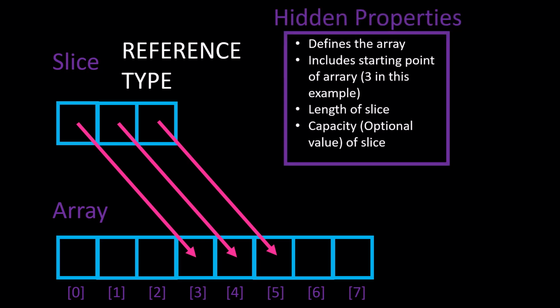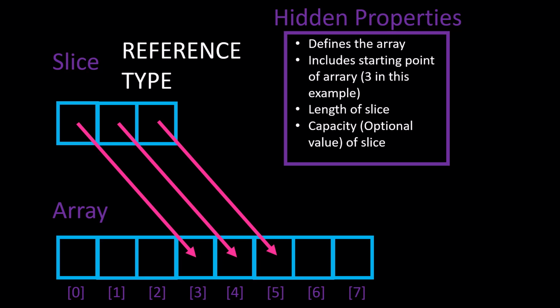And when you create it, there are these hidden properties of a slice that get created along with it. And these are the properties here. You've got a property that defines the underlying array. You've got a property that points to the starting point of the slice in the array. So in this situation, you can see we've got that first position of the slice pointing to position number 3. It's actually position 4, but it's index 3. And so that's the starting point of the slice and the array.